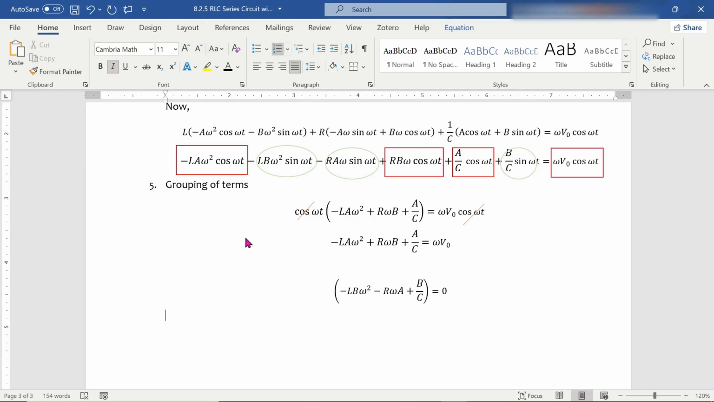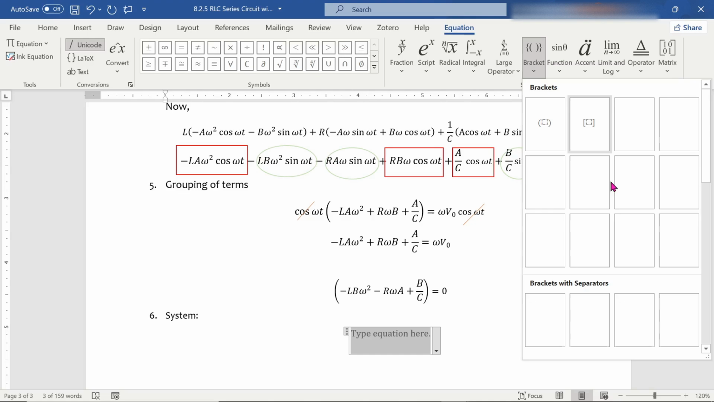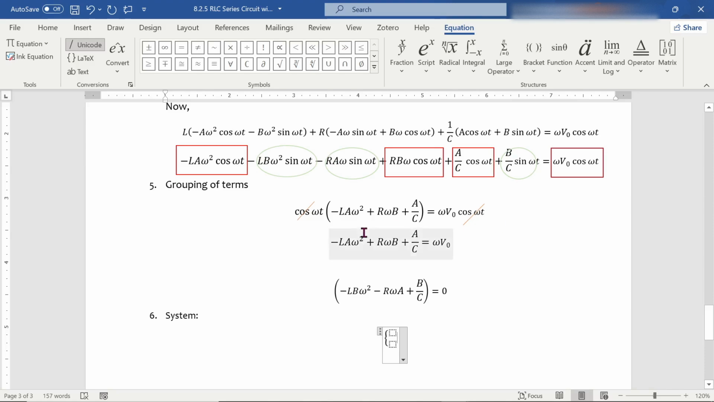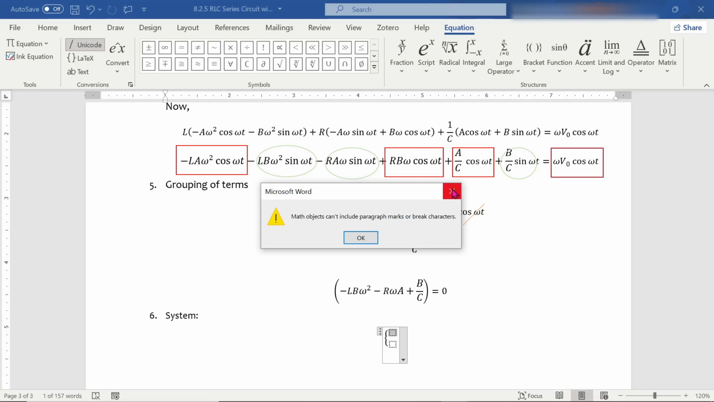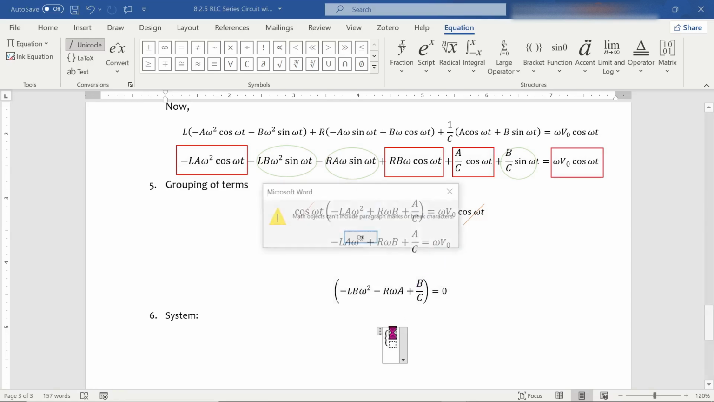I will just call this step 6, so that we can have this equation. Let me group this one. Yes, particularly this. So we have this equation right here. I think there's a problem with this. Anyway, let me just write it down again.